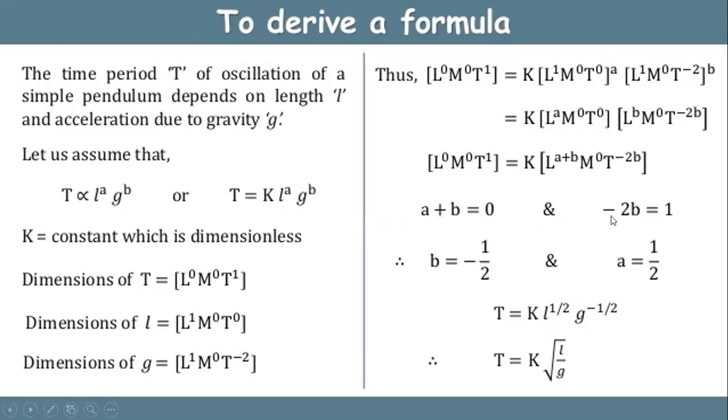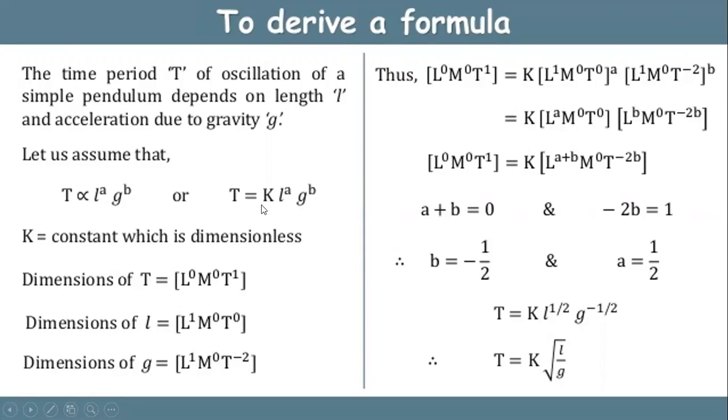Now, minus 2B is equal to 1. So what is B? B is equal to minus 1 by 2. Okay. So substituting B is equal to minus 1 by 2, A will get it as what? 1 by 2. So we are getting the value of A as 1 by 2 and B as minus 1 by 2. Now, I'm going to substitute here in this equation.